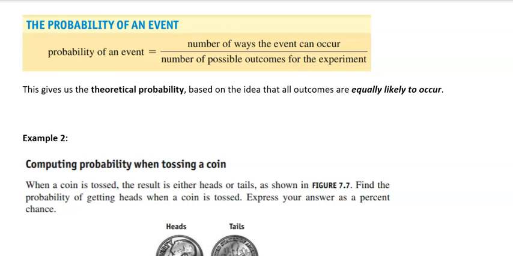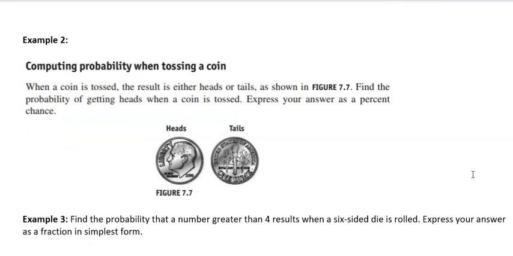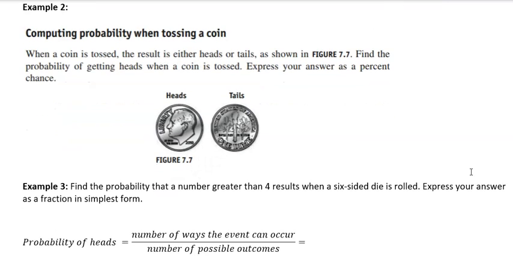So this gives us a theoretical probability based on the idea that all outcomes are equally likely. This is not true if you have a weighted coin or die. So it's got to be a fair coin. Everything needs to be equally likely to occur. So let's look at a couple of examples.